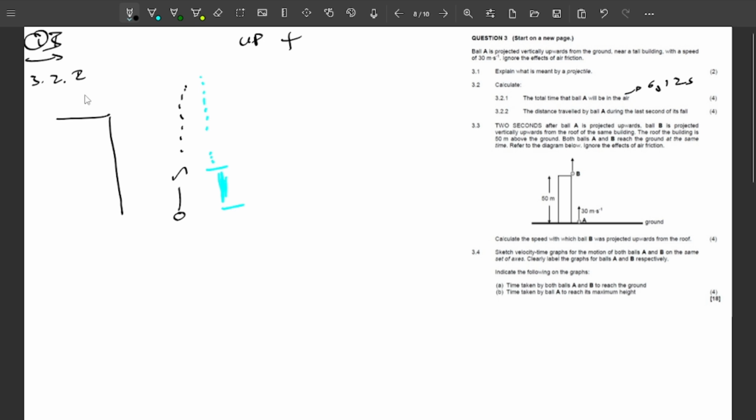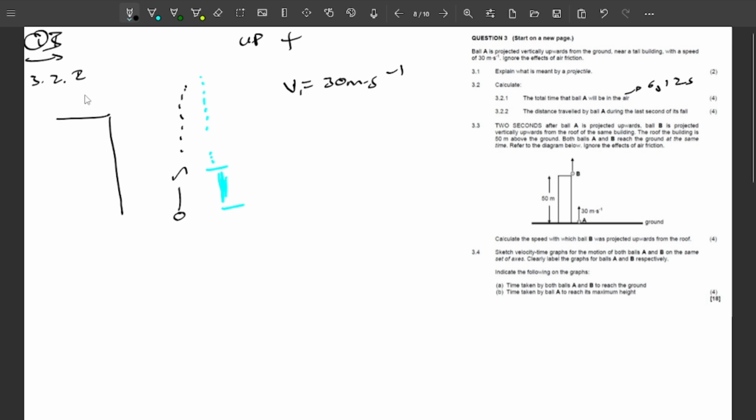Remember, as I said, up is positive in this case. Now, in order to solve this one, what do we know? We know that the V initial is still the same, 30 meters per second. And the VF, you are more than welcome to say it's negative 30 meters per second, because basically if it went up by 30 meters per second, it's going to come back down at negative 30 meters per second.